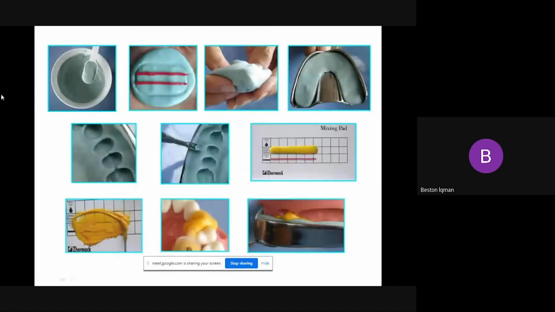This is the jar. This is the accelerator; the red one is the accelerator. Mix it in order to put it in the tray. After that, take the impression. In order to make it more accurate, add another layer. This is the accelerator and this is the base. Mix it like this and apply it on the surface of the preparation. After that, reinsert the tray into the patient's mouth in order to record the impression. Okay.